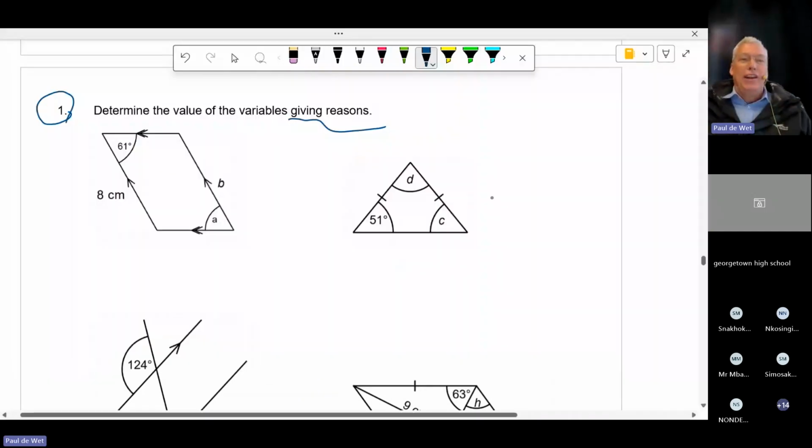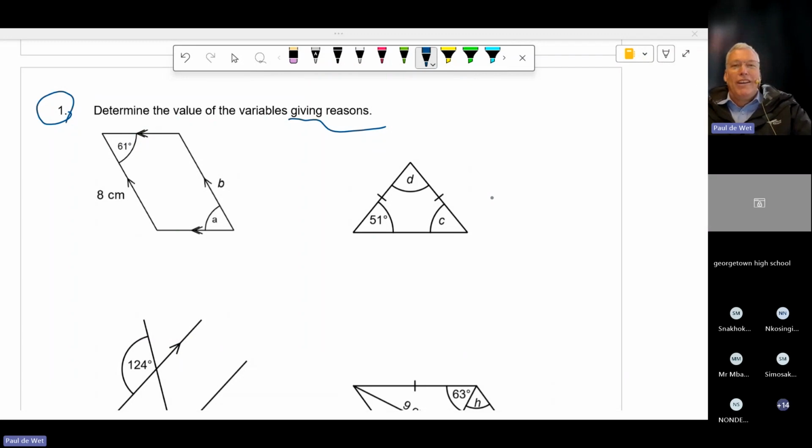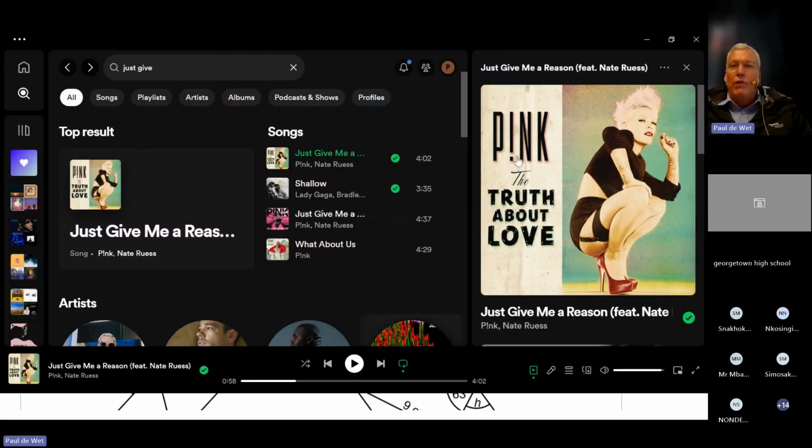So what she says is, just give me a reason. Shall I let it carry on? Okay, I'll let it carry on while we do these questions.